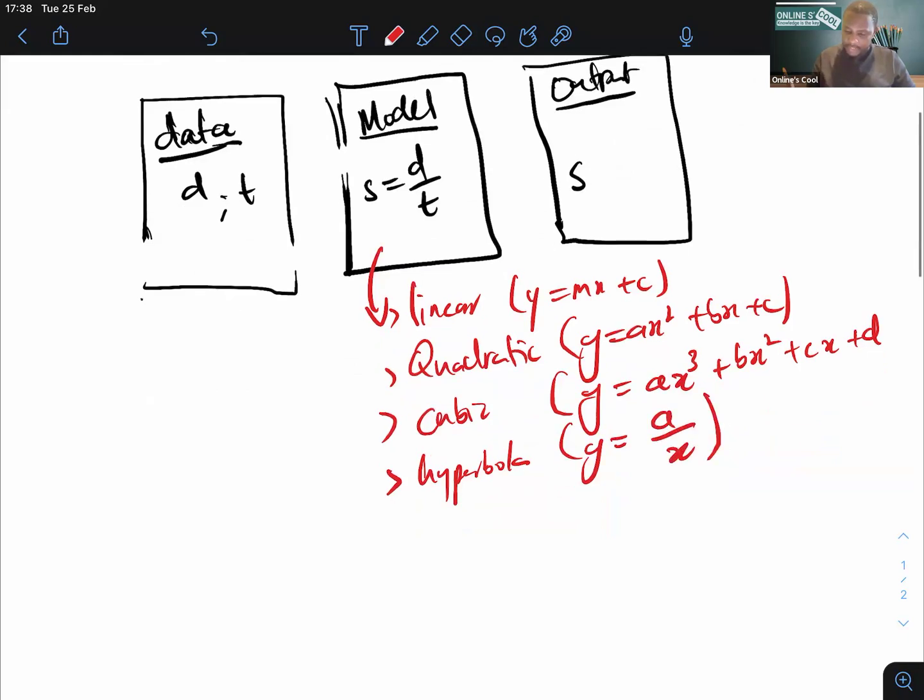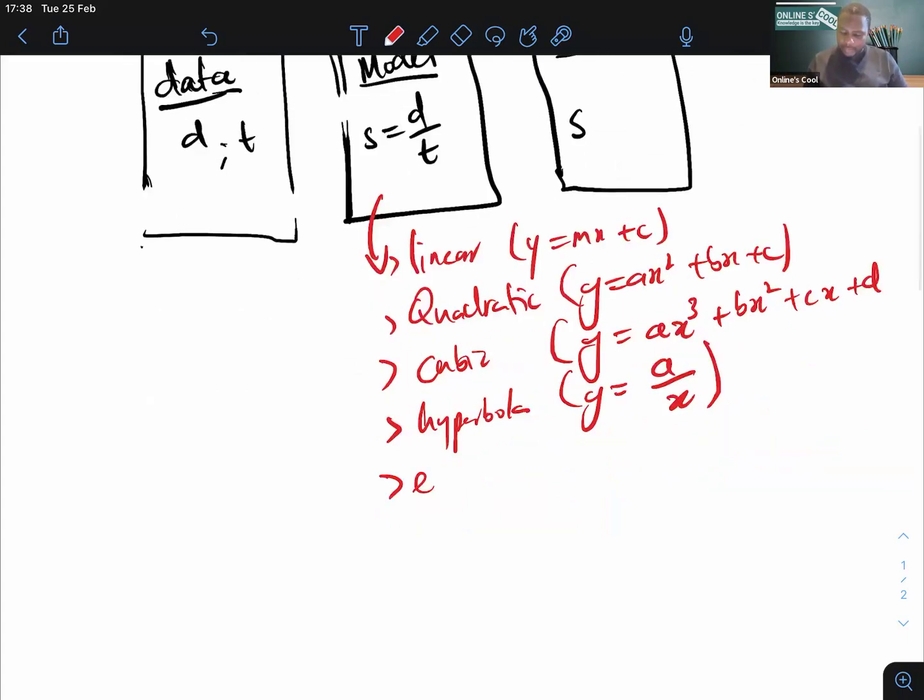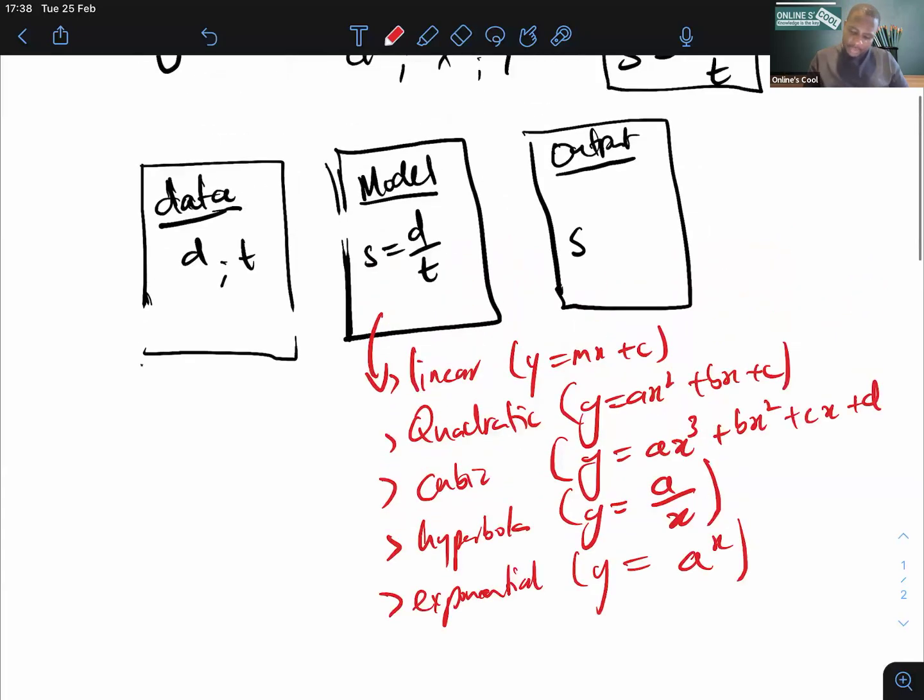This is really defined by having the denominator as the variable of interest, the variable that we have control over. And then we've got exponential, which is y equals a to the power x. All of these are the models that we'll typically be working with.